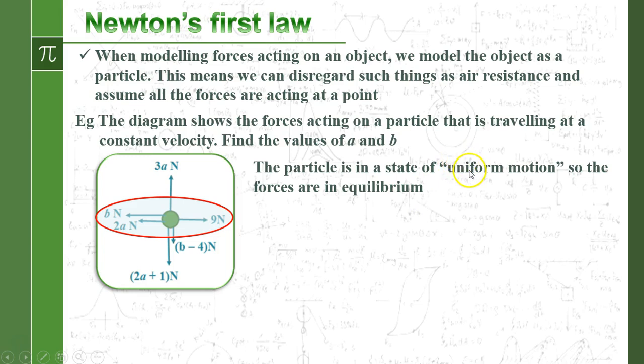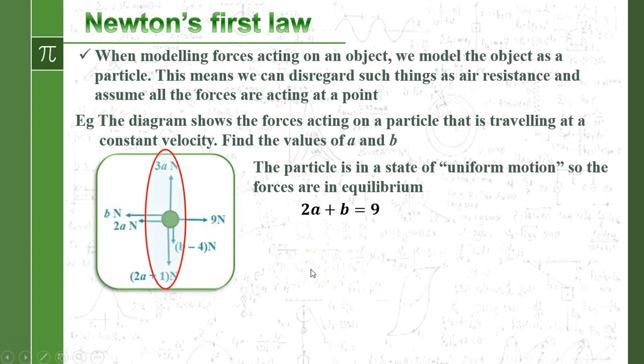So if it's in uniform motion, equilibrium, we know that these forces here are equal. So we can say that 2a plus b going in that direction is the same as the 9 newtons going in that direction. And then if we have a look at the vertical forces, we've got 3 going up, we've got these two forces going down. So we've got that. And if we just tidy up this one on the right hand side, that tidies up to be a minus b equals minus 3.